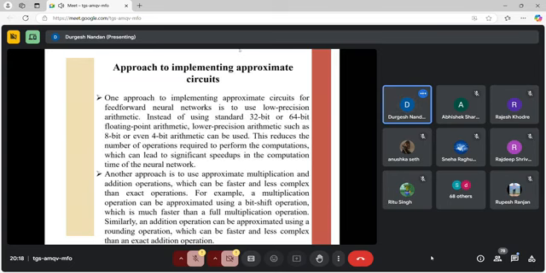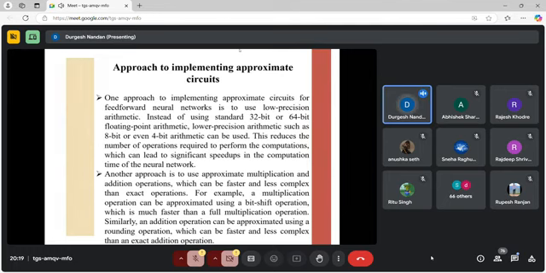Now we come to the question: what are the general approaches to implementing approximate circuits? There are so many possible approaches. I already described several types of multiplication approaches and several types of adder approaches. Here I try to give you an idea about the general practices.